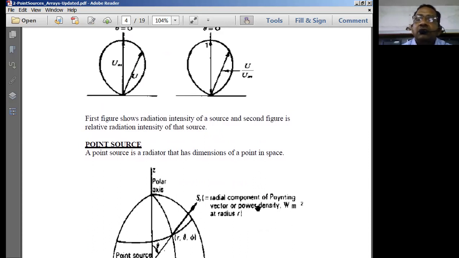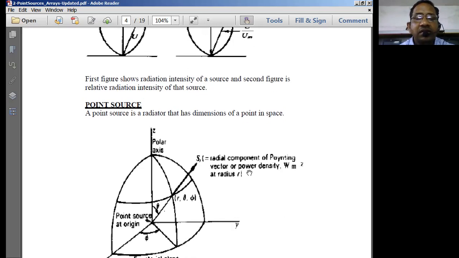Okay. Next, in the analysis of array of antennas, we are going to consider point sources. What is a point source? The dimensions of an antenna are reduced to the level of a point. Then we normally call that particular antenna a point source. So a point source is known as a radiator that has the dimensions of a point in space. So a point is now treated as a radiator, just like an antenna is a radiator, because we are replacing the antenna with a point source for simplification purposes.